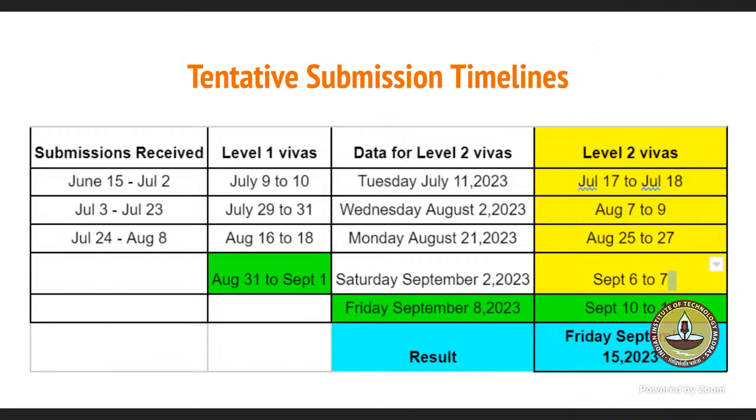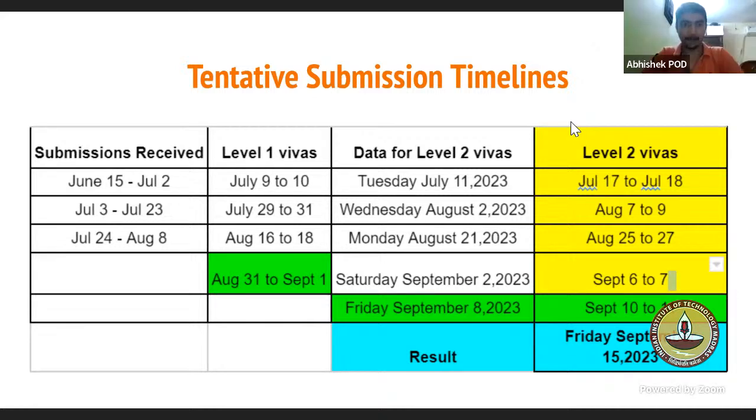Okay, sir. So my problem is that if I submit the project from June 15 to July 2, and I give the level 1 Viva on July 9 to 10, but my dates clash with something during the level 2 Viva for that batch, can I skip it? I mean, book the slot for July 17 to 18 and instead book some slot between August 25 to 27.